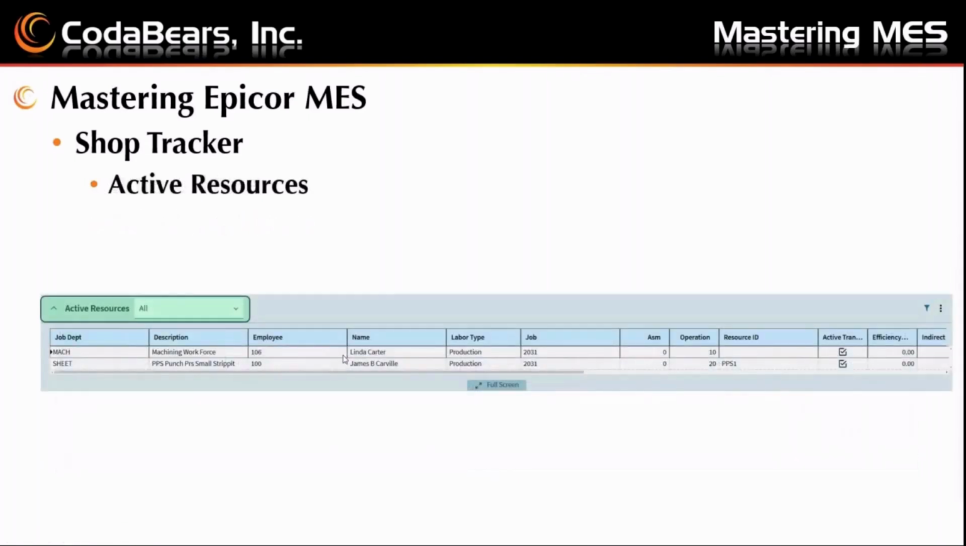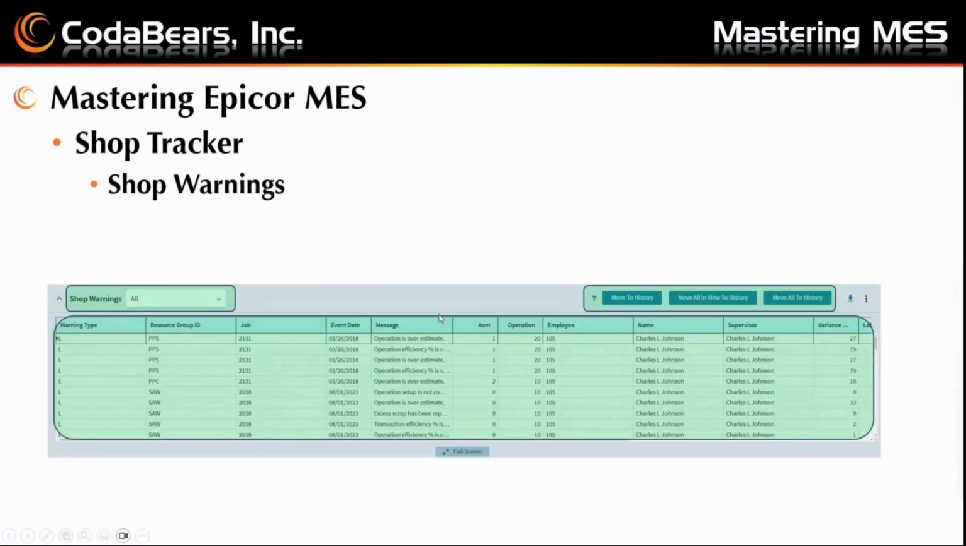Next one is active resources. What machines are currently running? And if I see there are machines that are not in this list that had crucial jobs on them, I know where to go focus my fix time. So my active resources, and then the fun part called shop warnings.